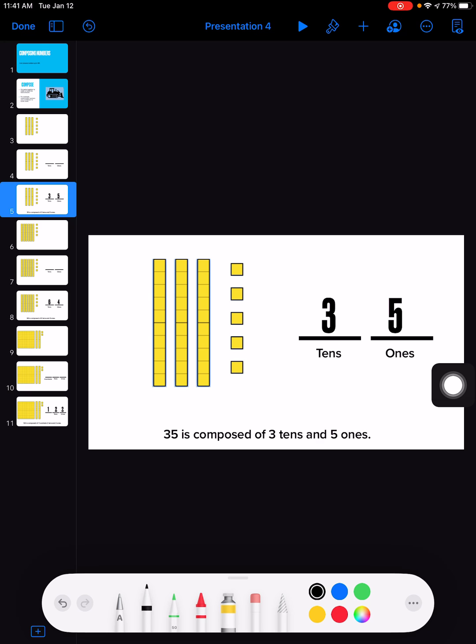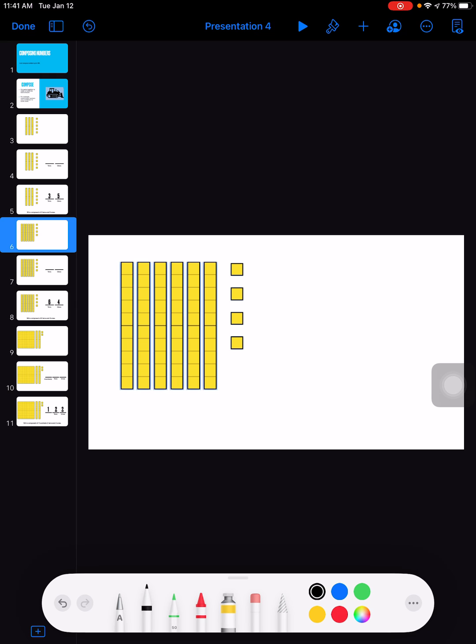Let's look at another example of how to compose an amount. This example right here, I can see that I have 2 place values, tens and ones, tens blocks and ones cubes. Now let's count how many tens blocks I have. Will you count with me? 1, 2, 3, 4, 5, 6. I have 6 tens blocks.